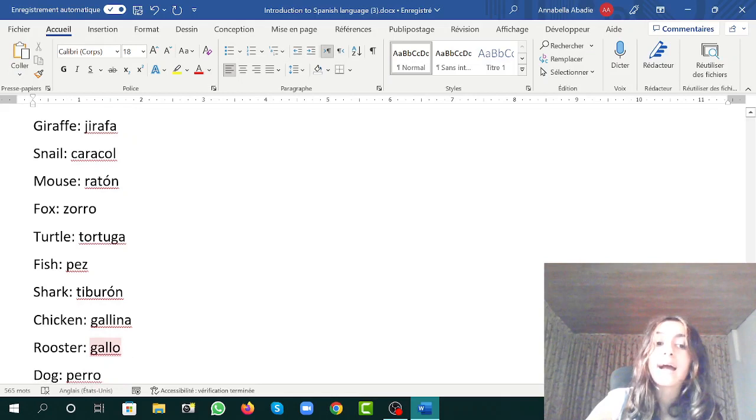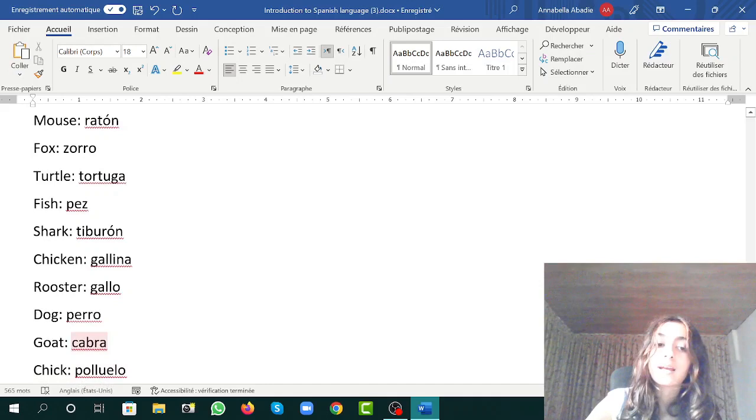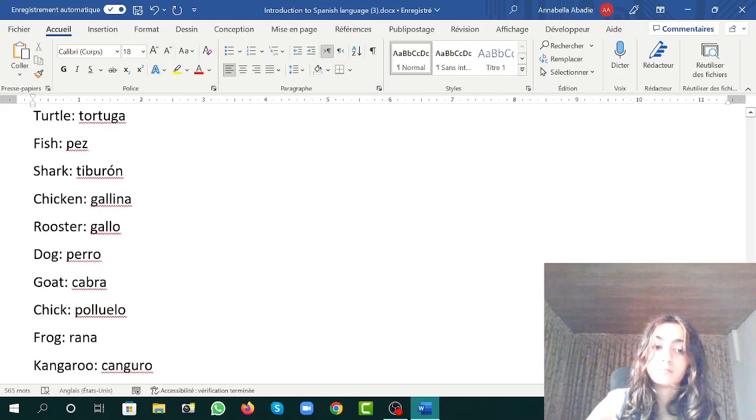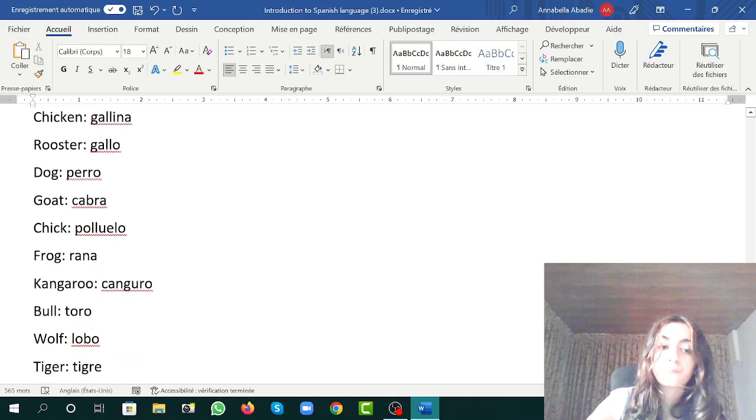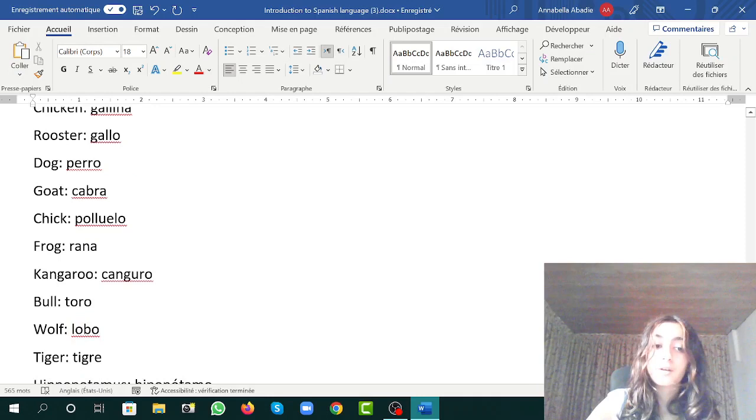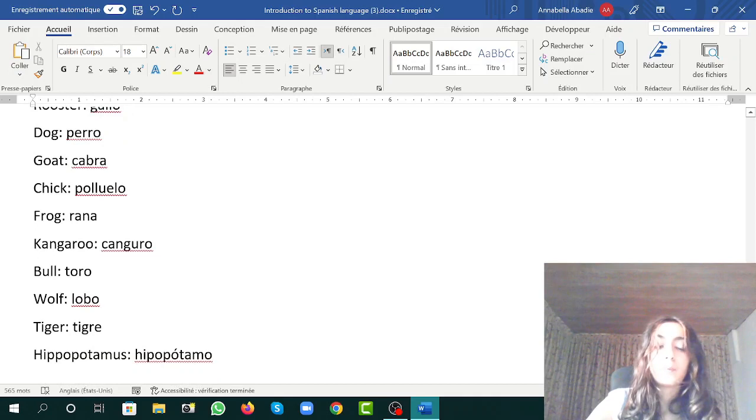Rooster is gallo. Dog is perro. Goat is cabra. Chick is polluelo. Frog is rana. Kangaroo is canguro. Bull is toro. Wolf is lobo. Tiger is tigre. Hippopotamus is hipopótamo.